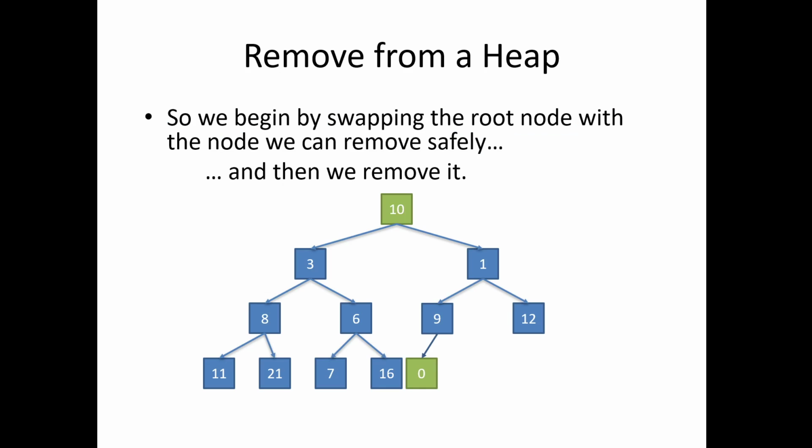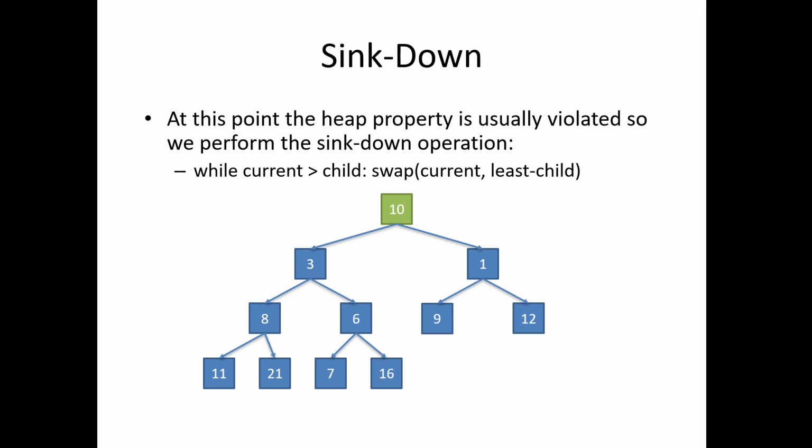So instead, the first thing we're going to do is perform a swap on the root with the node that we're safely allowed to remove, which was the 10. So that means the 10's moved up, and then we can delete the 0 after it's been put into that location. Now, of course, this swap, even though it doesn't violate our complete left-loaded binary tree property, it does very likely violate our heap property. And so now we're going to perform an operation known as the sink down operation.